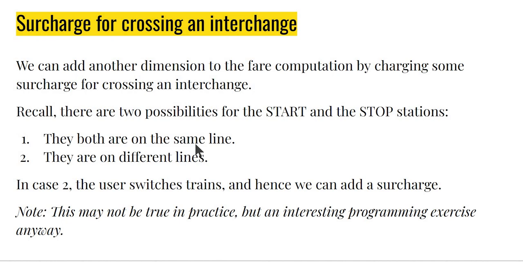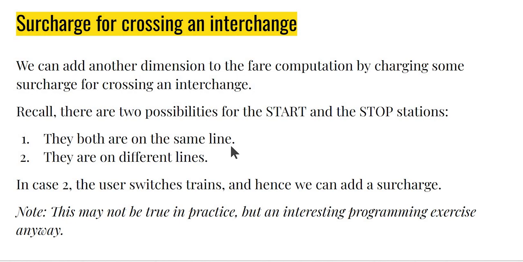Let's say there's a certain surcharge to be paid for crossing an interchange. Now, what do I mean by this? If I'm on a line and go to another line, then perhaps I have to pay some kind of surcharge. So remember, with two lines, there are just two possibilities. In fact, with any number of lines, there are just two possibilities. Start and stop stations are on the same line or they are on a different line.